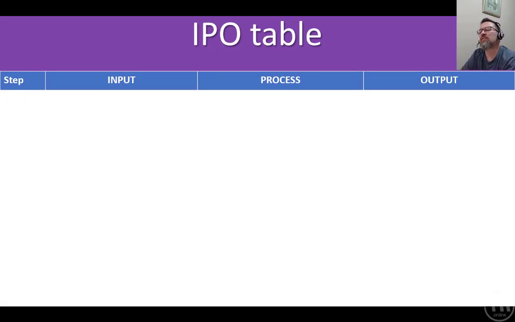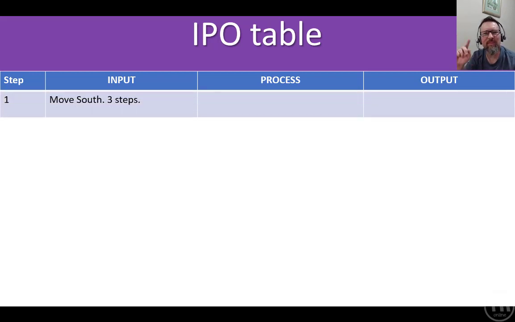So how does that look in terms of an IPO table? And if you're wondering what an IPO table is, now you're going to see what it is about. So we have our headings: steps, input, process, and output. So step number 1, the first thing that happens is that there is an instruction, a command: move south 3 steps. That's the first thing that happens. What's the next thing that happens?